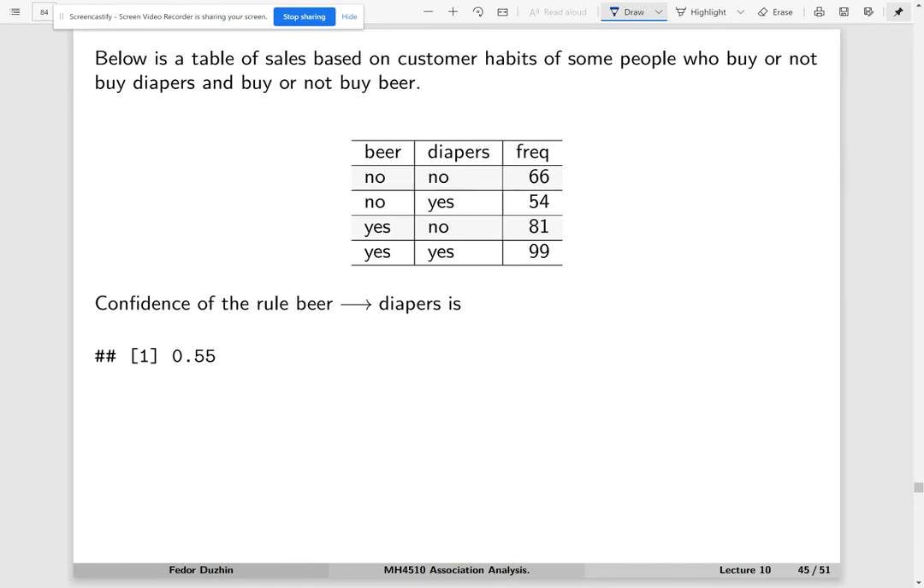So we are going to look at rules of the type beer implies diapers. The confidence of the rule beer implies diapers is as follows. How many customers are there who buy beer and diapers together? It's 99. How many customers are there who only buy beer? 99 plus 81. So computing this, we get 0.55.